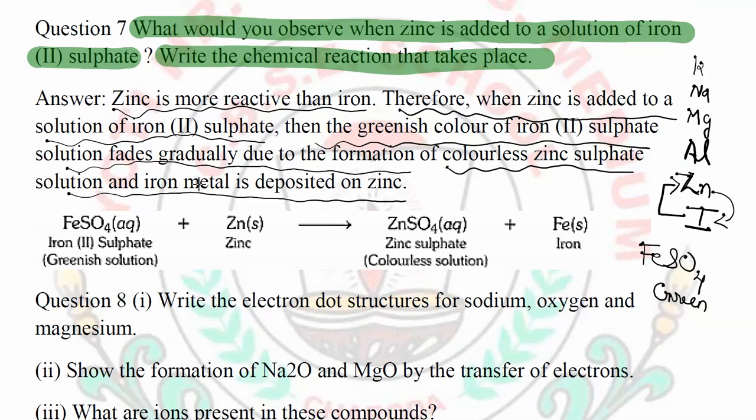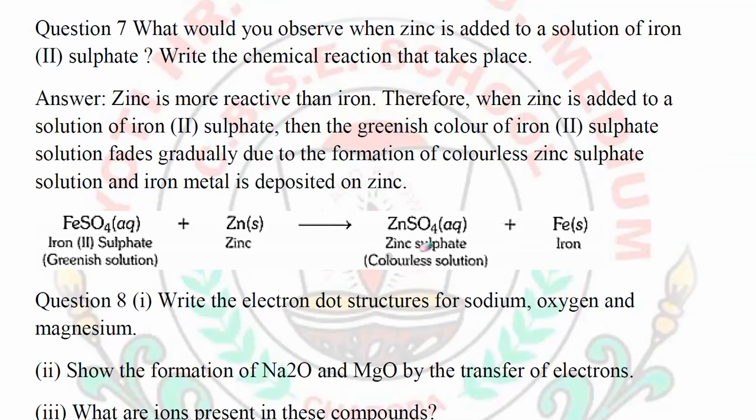So this reaction can be represented as FeSO4 in aqueous form, that is dissolved in water, plus zinc, which is solid. It will give zinc sulfate and iron. So this is the reaction.